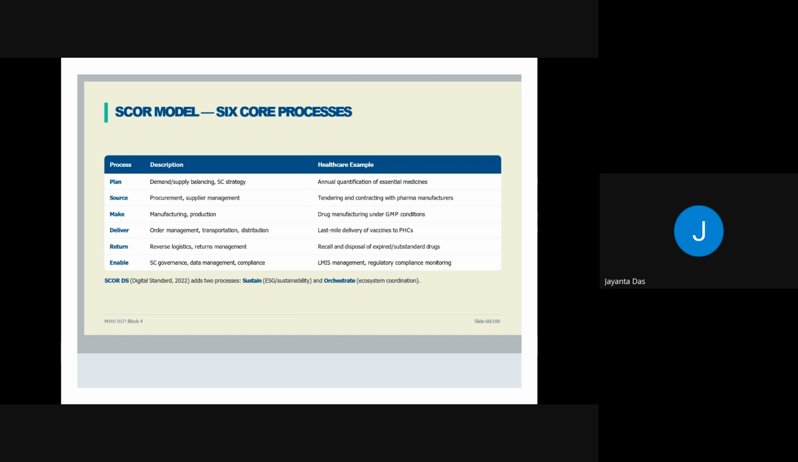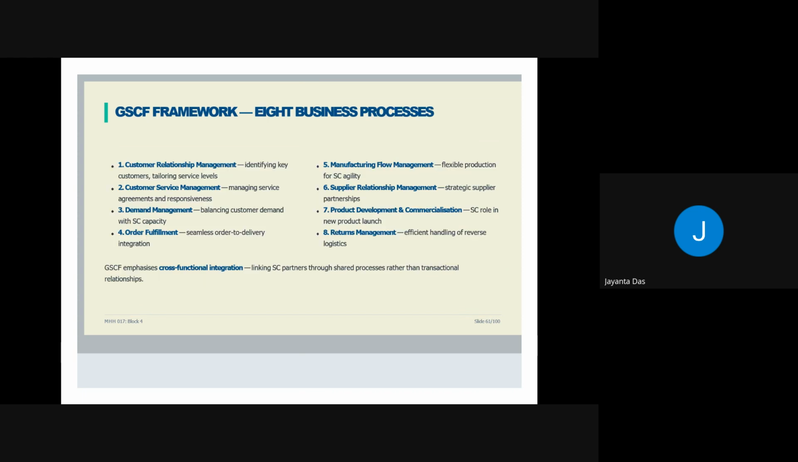So these are the things in the SCOR digital standard. The 2022 version adds two processes: sustain, that is sustainability, and orchestrate, that is ecosystem coordination. So these are the two things which were added in 2022.